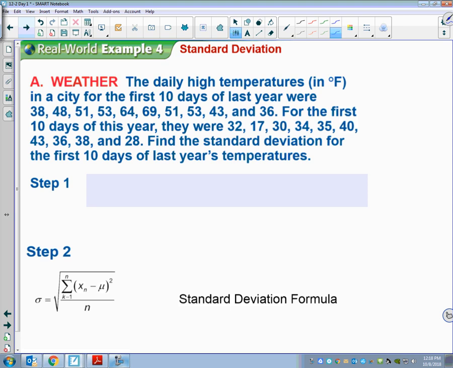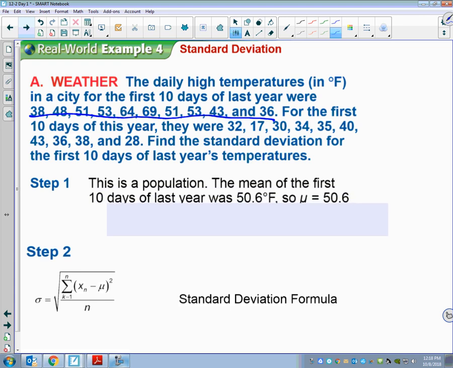It says the daily high temperature in degrees Fahrenheit in a city for the first 10 days of last year were these numbers. And for the first 10 days of this year were these numbers. Find the standard deviation for the first 10 days of last year. So last year means the first ones, these, right? So step one, is this a population or is this a sample? Well, if we're finding the standard deviation for 10 days, how many days are we taking? 10 days, right? So that's the entire population of 10 days.